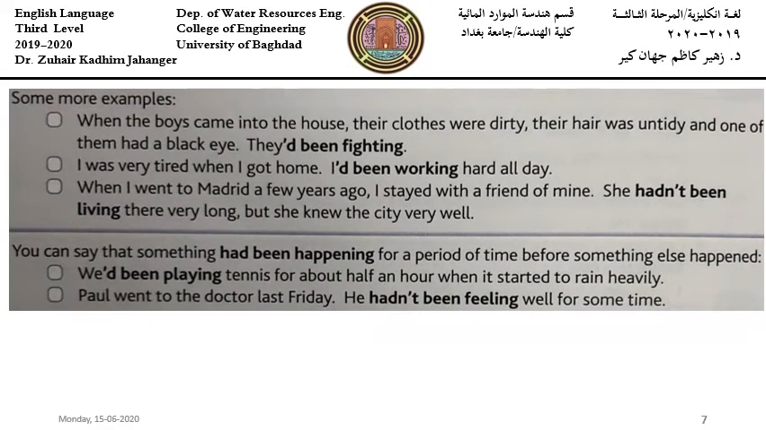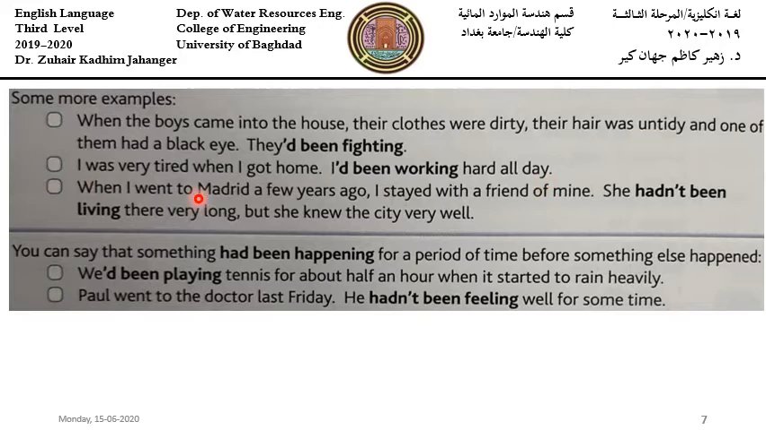Some more examples. When the boys came into the house, their clothes were dirty. Their hair was untidy, and one of them had a black eye, يعني عين زرقاء, had a black eye. They'd been fighting. I was very tired when I got home. I'd been working hard all day.